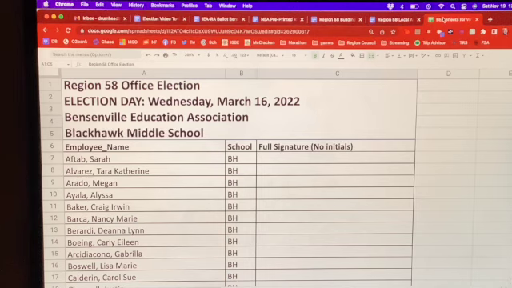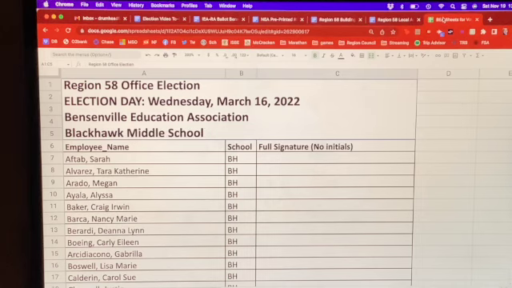On the screen is an example of the roster for one of the schools in my local. You can see the employee names are on the left, the school is in the middle, and the space for the full signature is on the right.